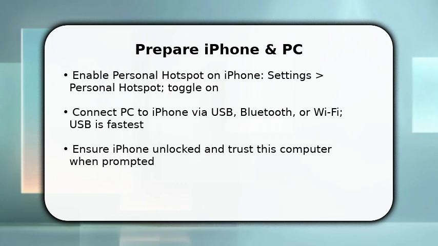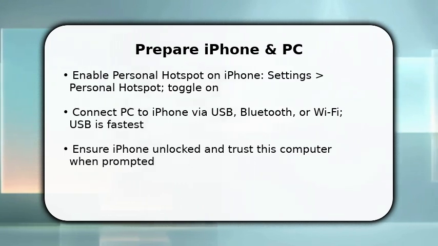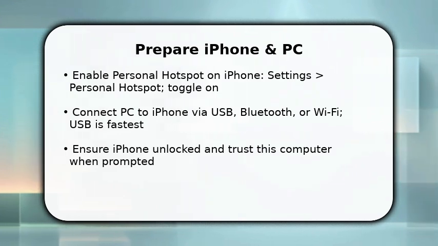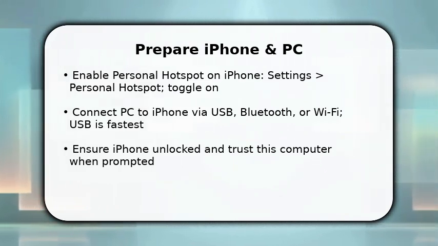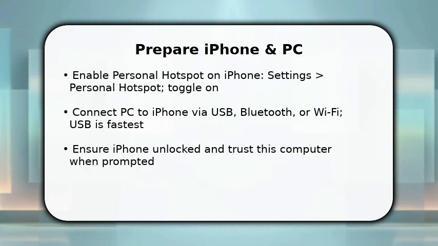Once done, open Settings on the iPhone and confirm Personal Hotspot is active. Make sure cellular data is on and you have signal. This matters because the PC will borrow that connection. Now switch to your PC to finish the network setup.